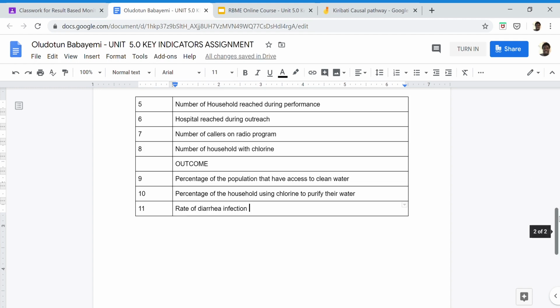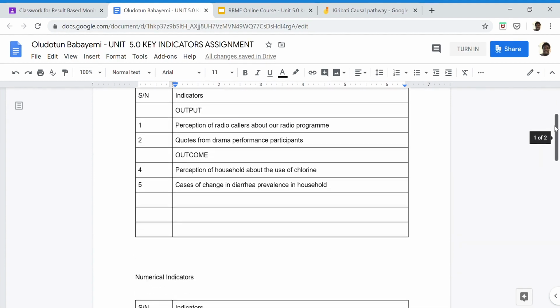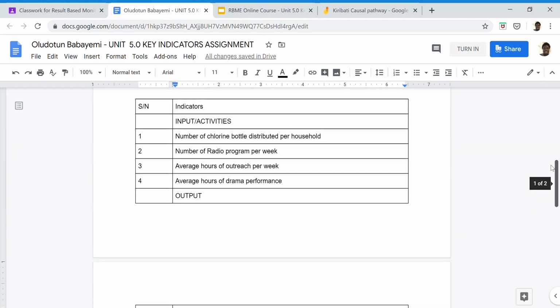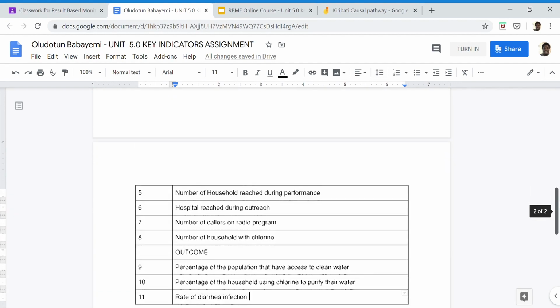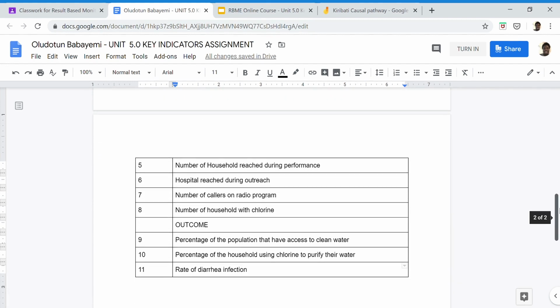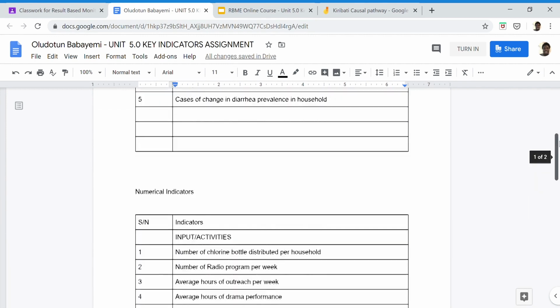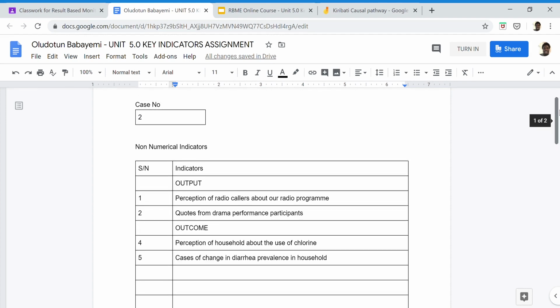So you could go on, and that's why we say it's important. Also, do not, because each of these means you're going to be collecting data for each one. You do not necessarily want to burden yourself with a whole lot of indicators. Currently we have 11 numerical and 5 non-numerical, that's 16 indicators in total. So I'm working on case number 5.